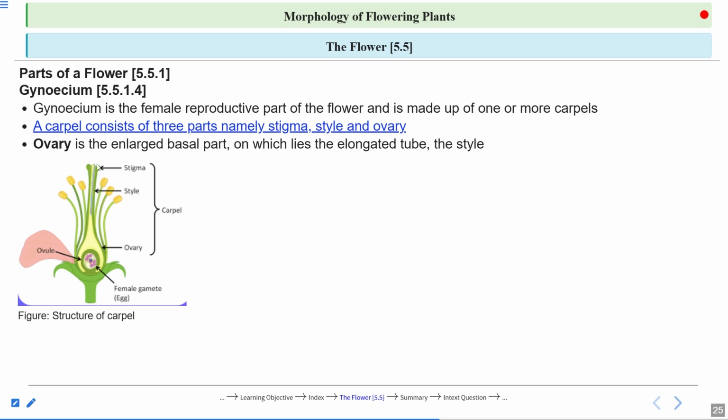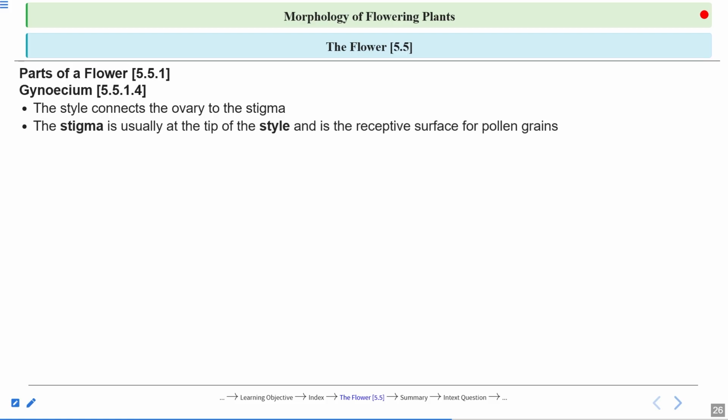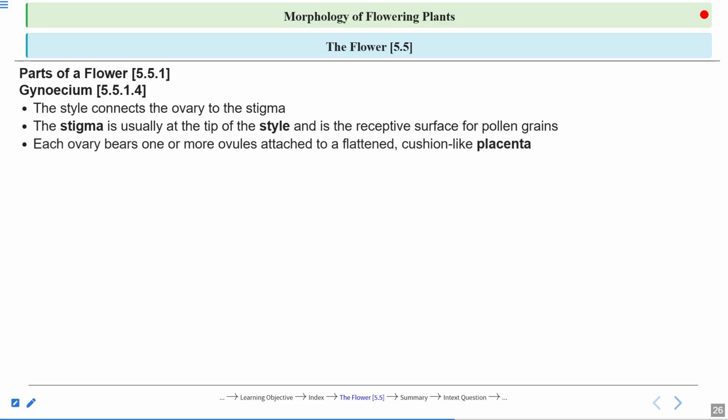So here you can see the stigma, this is the style, and this is the round structure which is called ovary. The style connects the ovary to the stigma. This tube-like structure is called style. It is the connection between the stigma and the ovary, right? The stigma is usually at the tip of the style and it is the receptive surface for the pollen grains. So it receives the pollen grains.